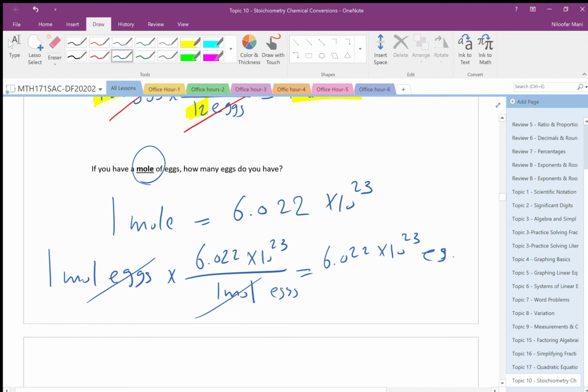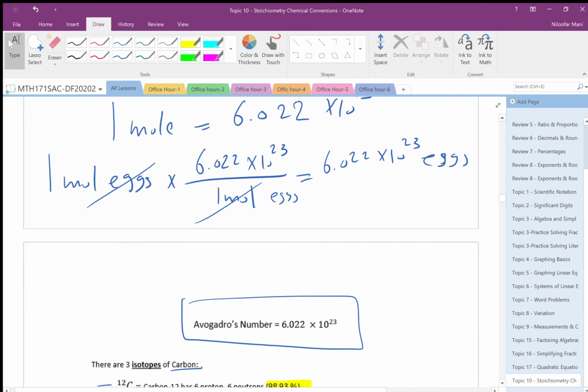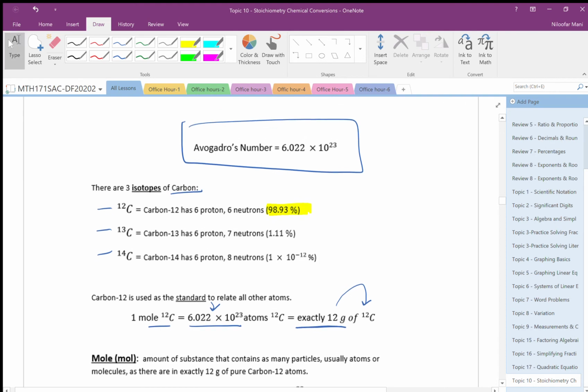Then you would ask, where does this number come from? This number is the Avogadro number. Again, you know much more than me. So there are 3 isotopes of carbon. And why do I talk about carbon? Because carbon is in most things on Earth, so carbon is everywhere. The percentage on Earth is this, which is a high percentage. In most living things on Earth, they have this percentage of carbon 12.